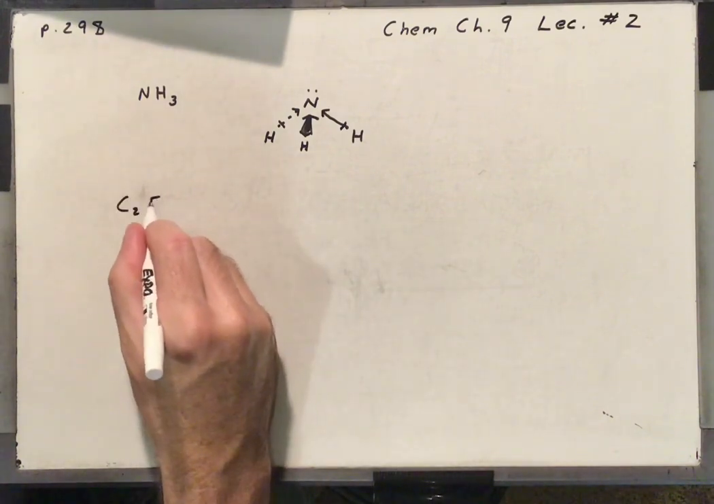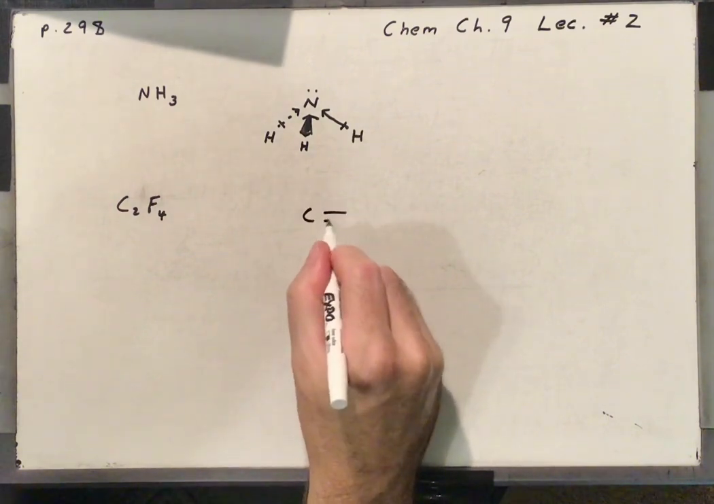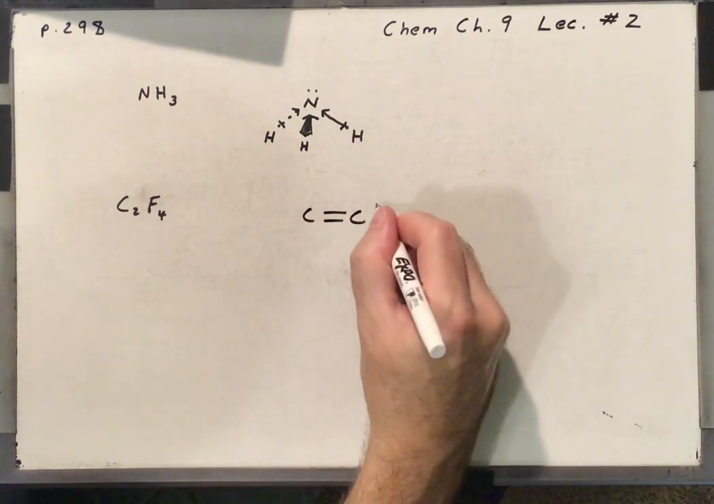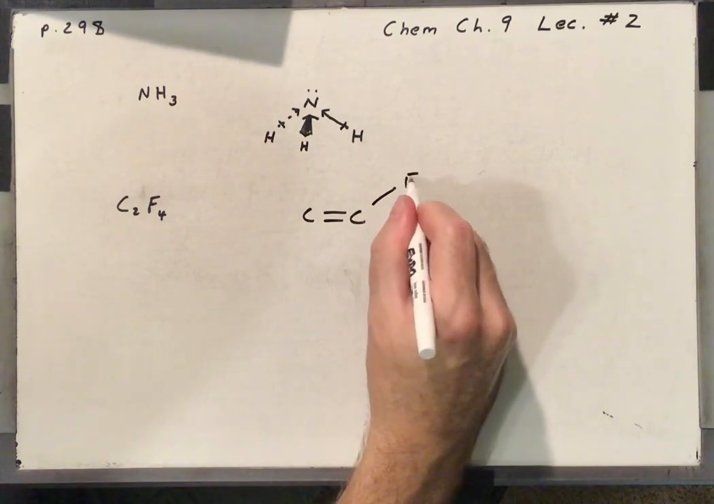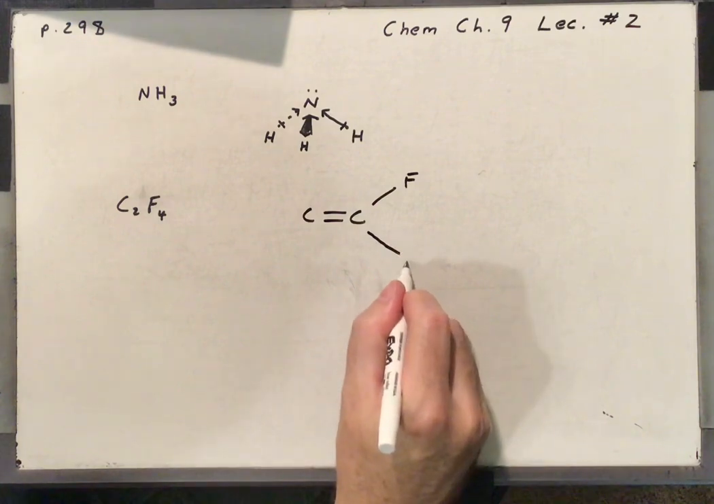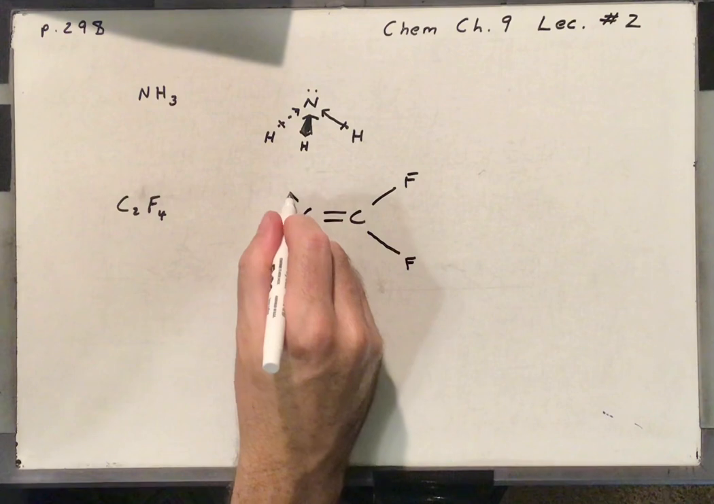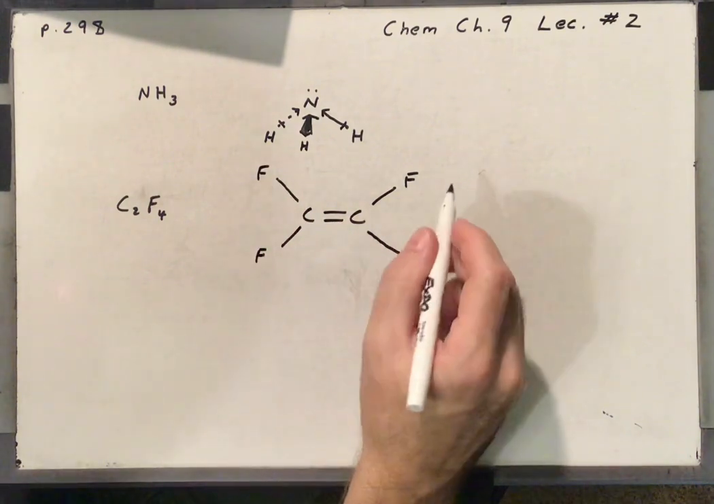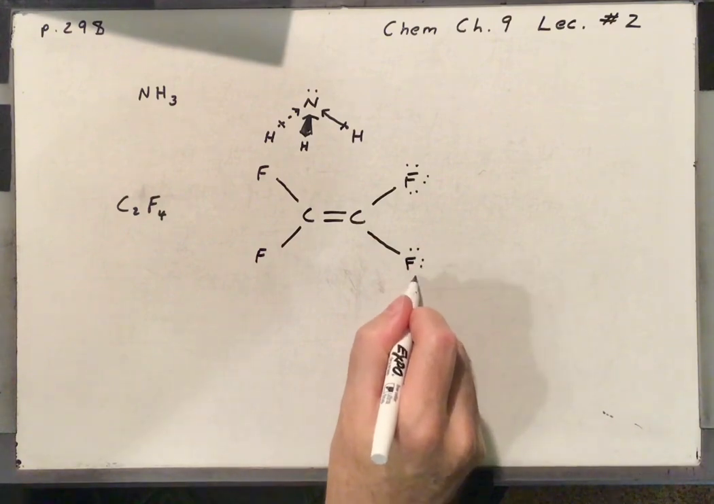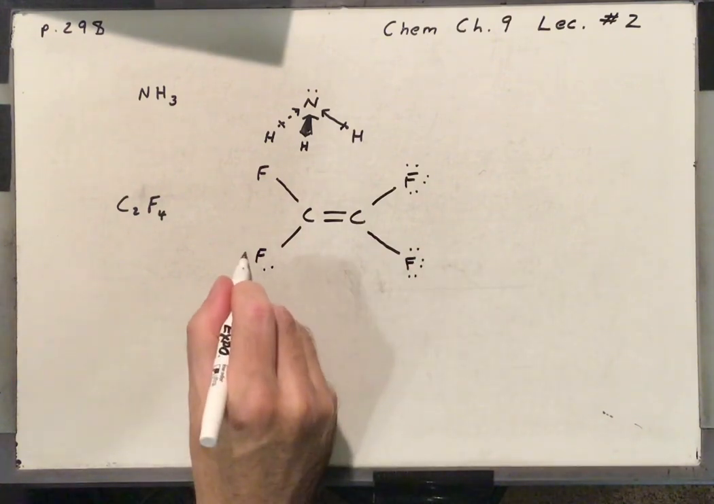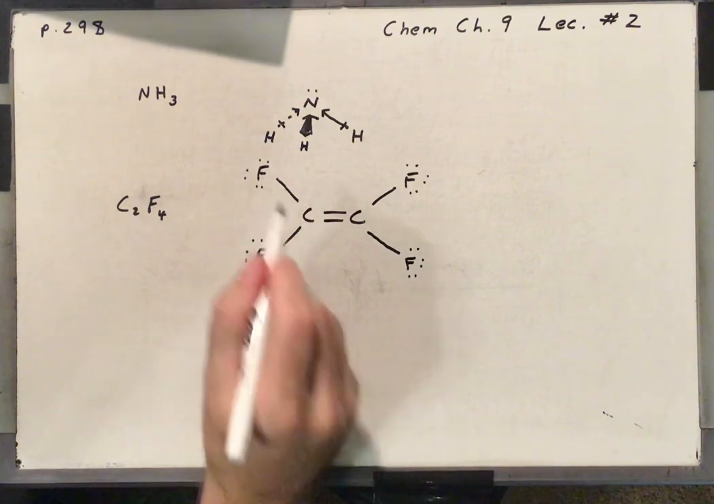C2F4. So if we were to draw C2F4, okay, if you were to go through the process, we would have a double bond with carbon and then 2 fluorines attached to each carbon. All right, and we'll go ahead and put the electrons. Because fluorine has 1 open slot, so it can accept a single bond.